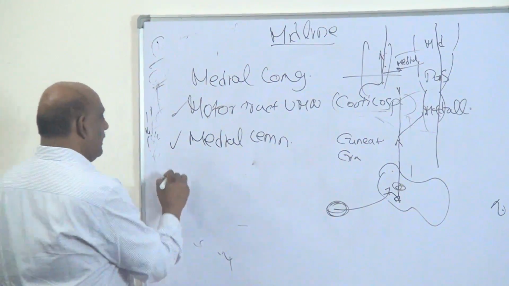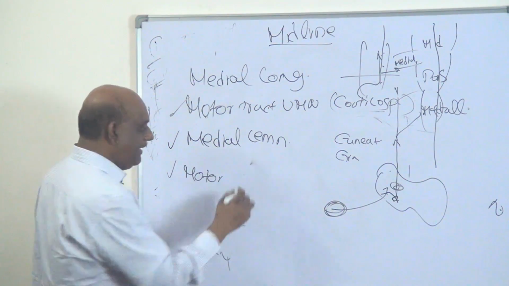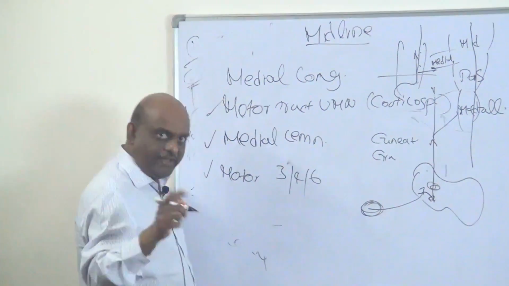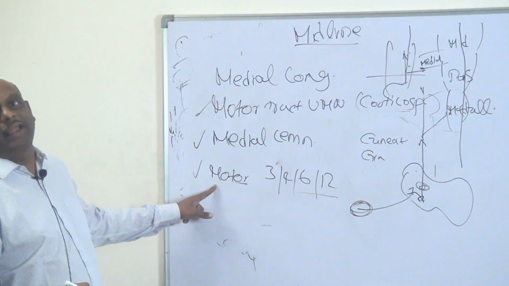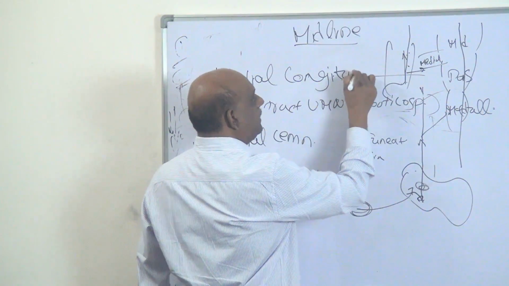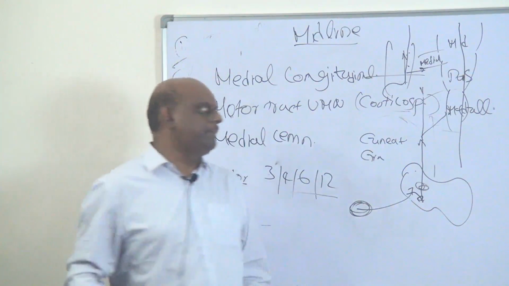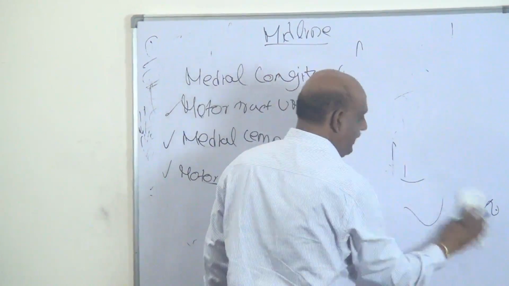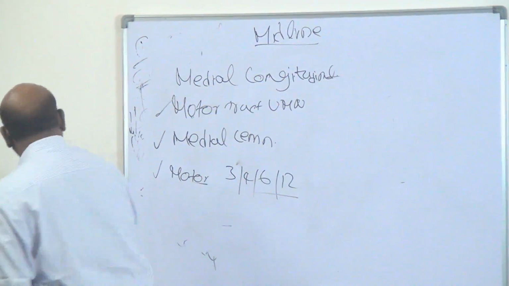Then you are having the motor nuclei which are midline. Already you know, no? What are they? Third, fourth, tell me, what are they? 6, very good. Then 12. They are the ones which get affected. So what is medial longitudinal fasciculus? Already we discussed. What is medial longitudinal fasciculus? Very simple. You have to be sure what is medial longitudinal fasciculus.